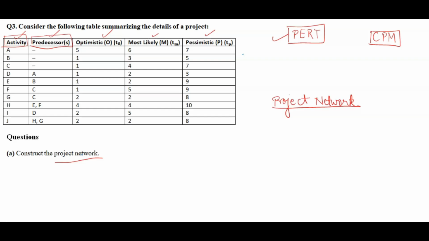So we will start. What is the first thing? First we have to check the activities. You see A, B and C. For these three activities there is no immediate predecessor. So we can start these three activities from the first node. A, B, C activities, no immediate predecessor. So I'm making it here like this: A, B and C. Like this I am creating it.